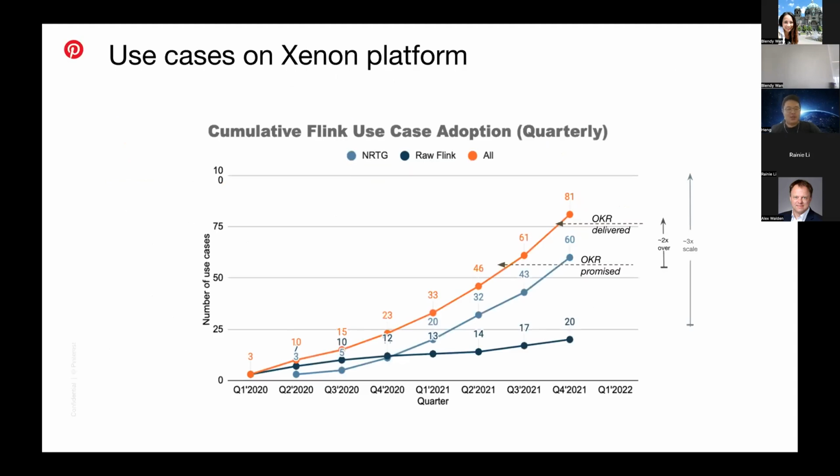Last, let's look at the use cases on the Xenon platform. We are a new platform. Our platform GA'd in Q1 2020, and since then the number of use cases has grown a lot. By end of last year, we had over 80 applications. By end of Q1, we have almost 100 applications. These use cases are transforming the data processing style of Pinterest from batch style to real-time or near real-time style.